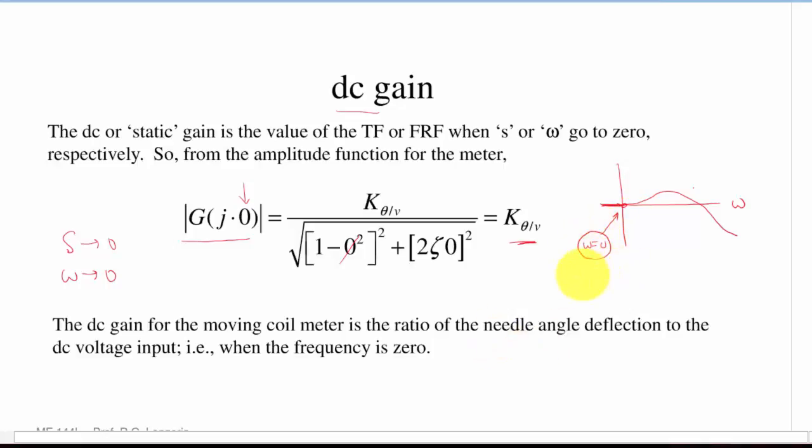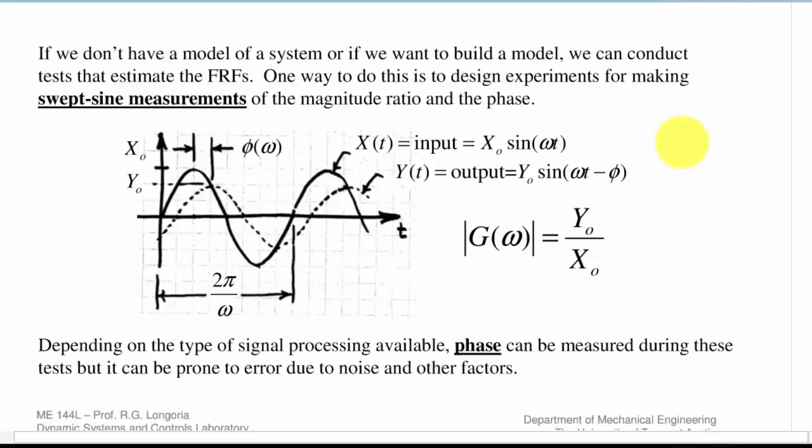Omega equal to 0 basically means a DC voltage, because a DC voltage has a frequency of 0. So when you're not oscillating, when you just put a constant voltage, like you made all of your measurements in the first week of this lab, you were basically measuring static gain. Okay, so how do we go about measuring basically the ratio across different frequencies?